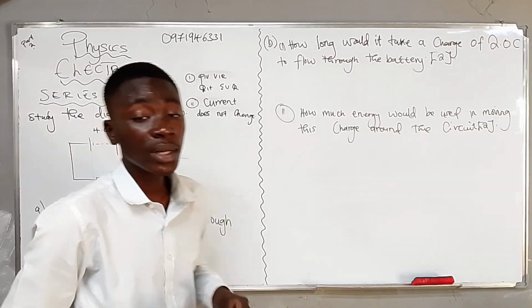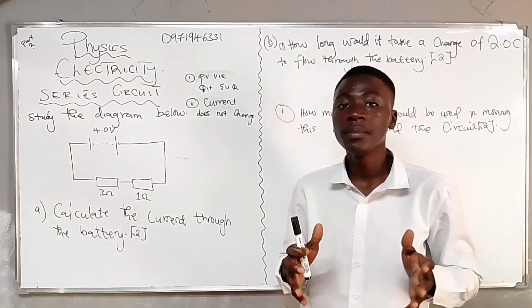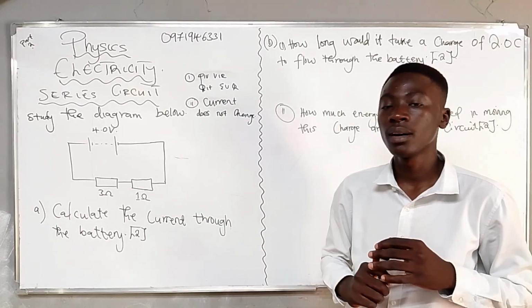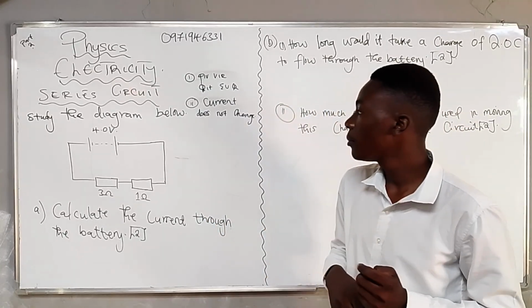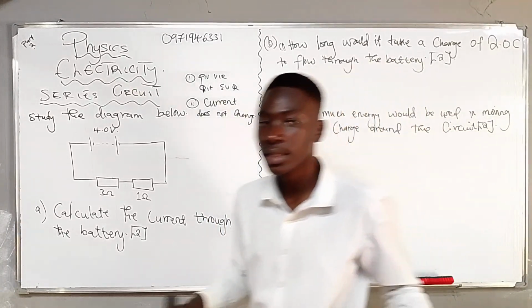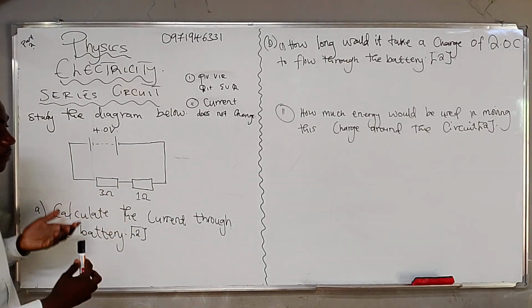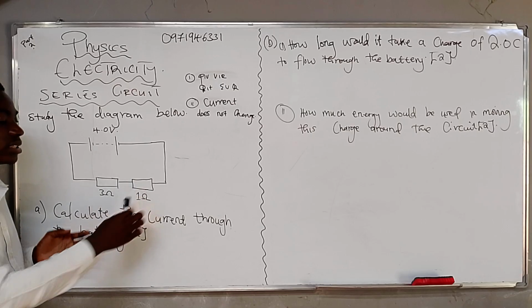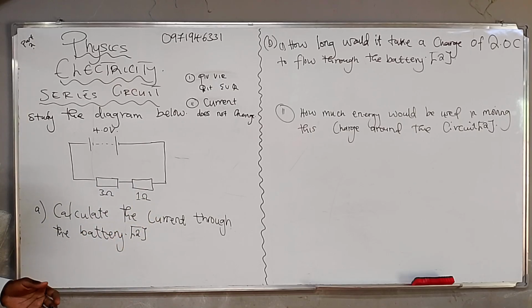Okay, so once you know these two details, now you can be ready to answer these few questions that we have. Okay, so the question is saying, study the diagram below. This is our circuit, so we can see that it is a series circuit because this resistor and this resistor are arranged in a line that is the same. So we're going to say it is a series circuit.